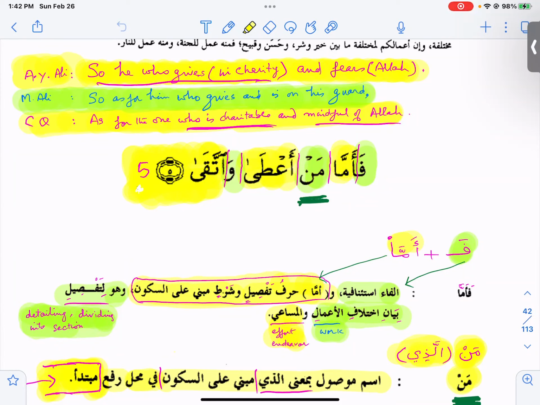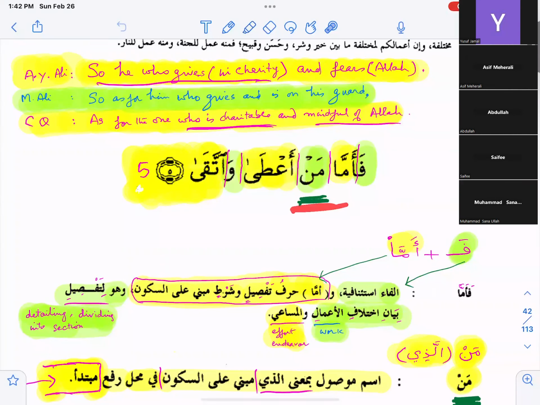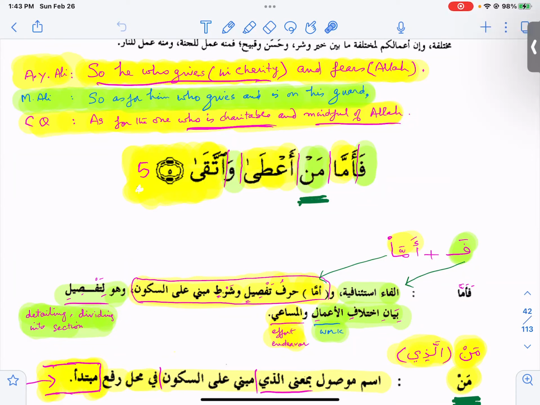So we have here verse number 5. Amma man ata wa ittaqa. I have underlined here man. So we have to understand that man. Now this amma is a harfu tafsilin wa shart. We have done this. The translation will be as for him, or as for one, or you can even say, so, as for the one, like that.